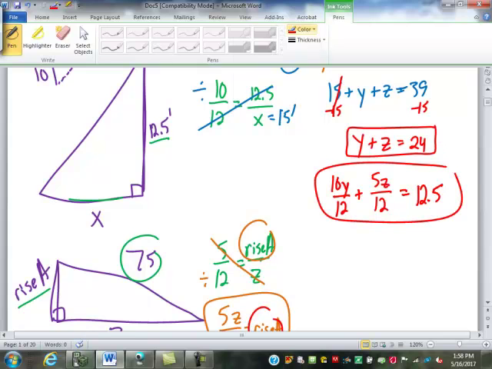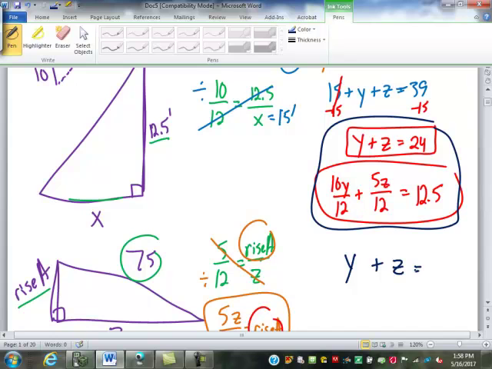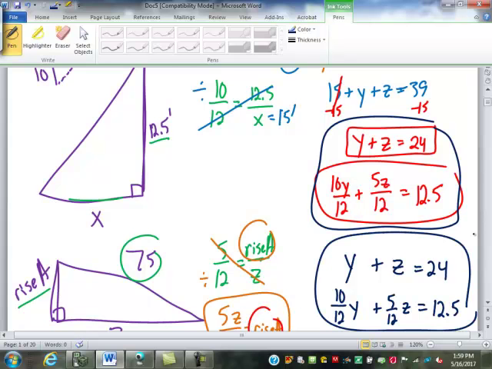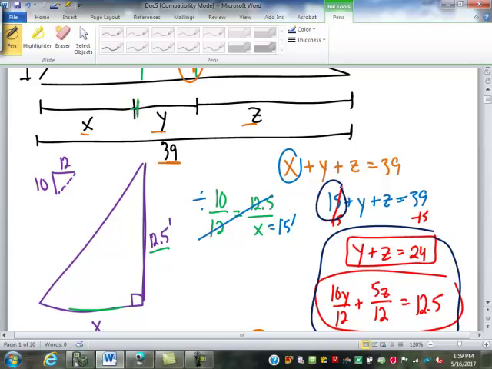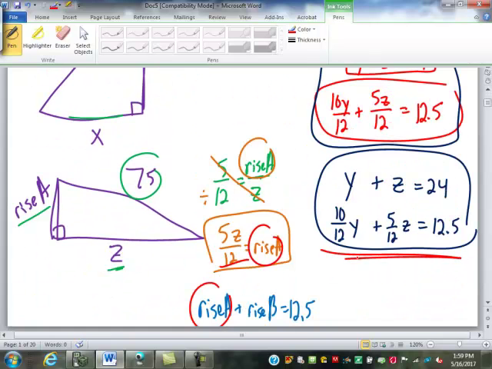So I have two equations here. I have a system of equations of y and z that I have to solve. y plus z equals 24. And I'm going to write this as 10 twelfths times y plus 5 twelfths times z equals 12.5. So you already know x. We figured out that x was 15 here. So we know that piece. That's one of the pieces to find. Now you have to use this system of equations to figure out y and z. Hopefully that gets you moving in the right direction.